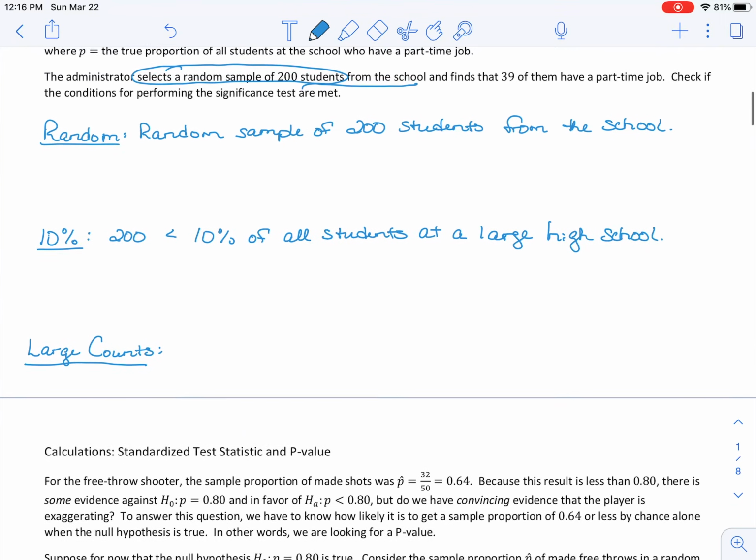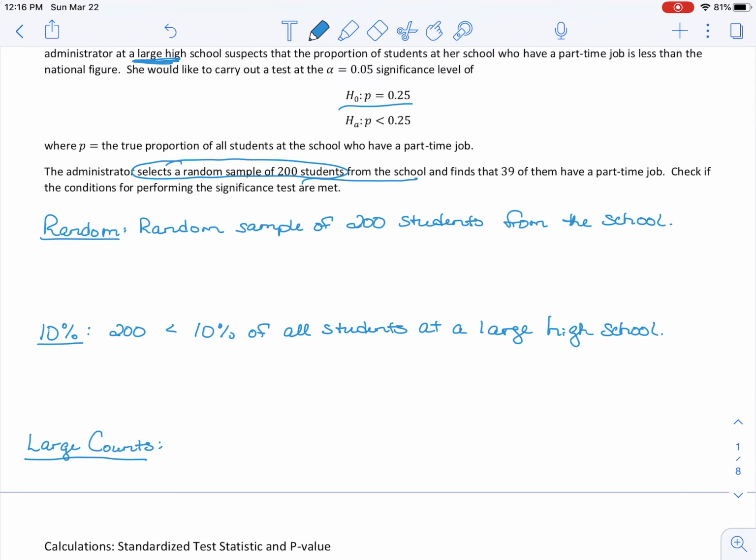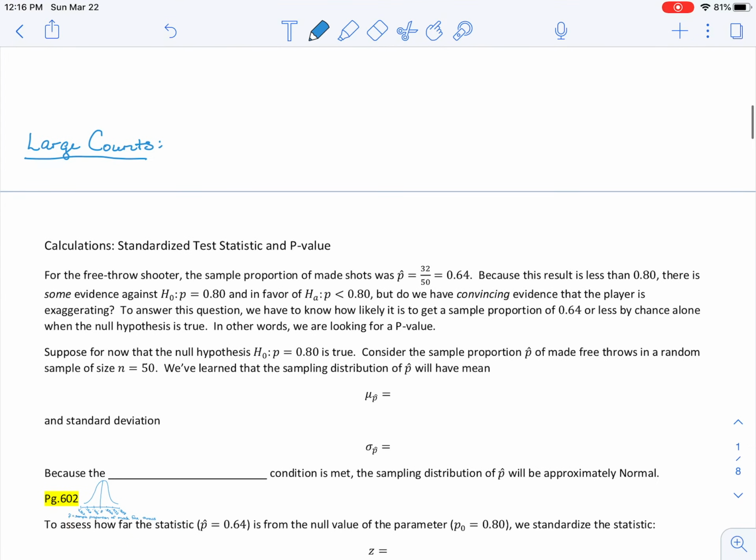And then the large counts condition. Since we are assuming the null hypothesis is true unless we can prove otherwise, we're going to use 0.25 for our large counts condition. So when I check n times p naught, the p-value from the null hypothesis, I'm going to take my sample of 200 and multiply by 0.25. So 50 is at least 10. I'm going to do the same thing with the complement of the parameter in the null hypothesis. Which is also at least 10.